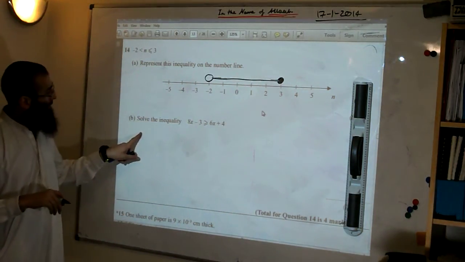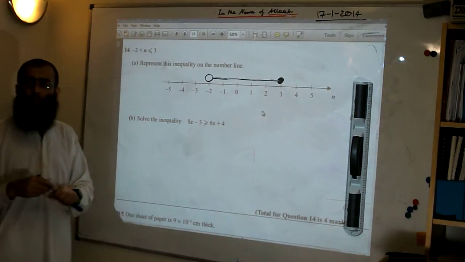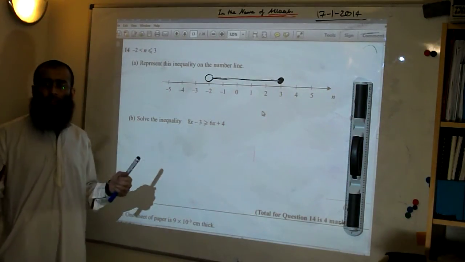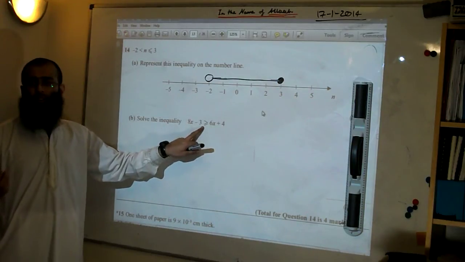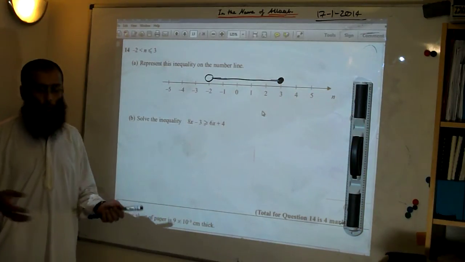Solve the inequality. Ifra, how do we solve the inequality? The way we solve it, like any double-sided linear equation, we treat the inequality sign as though it was an equal sign for the moment.